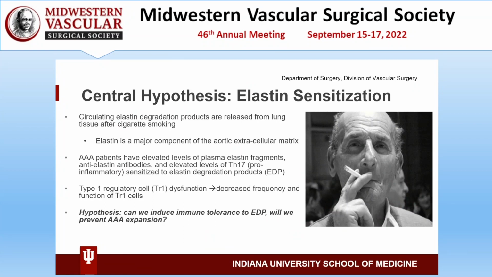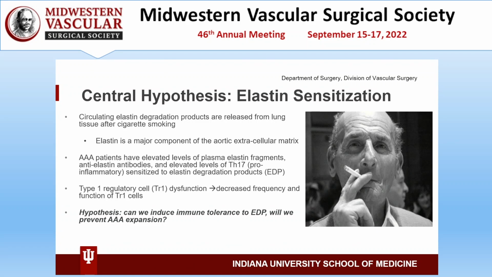This experiment stems from a central hypothesis that our lab has developed over the years, that aortic aneurysm development and expansion is at least partially driven by immune reactivity to self-elastin. This slide is an extremely brief summary of multiple years of work, but chiefly, circulating elastin degradation products are released from lung tissue after cigarette smoking. As we are all aware, elastin is a major component of the aortic extracellular matrix.